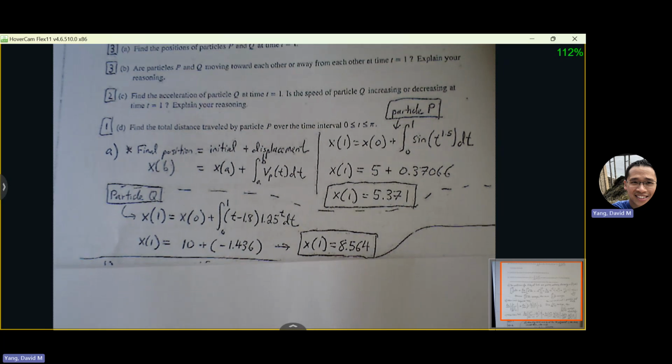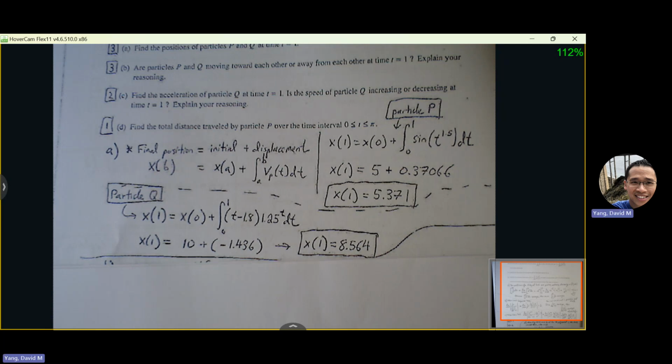Particle Q, we follow the same similar procedure there. Different starting location and a different velocity formula. Math 9 for each of the integrals there.